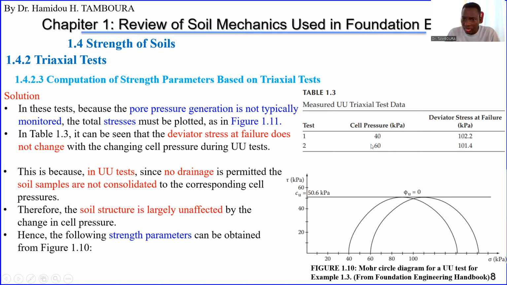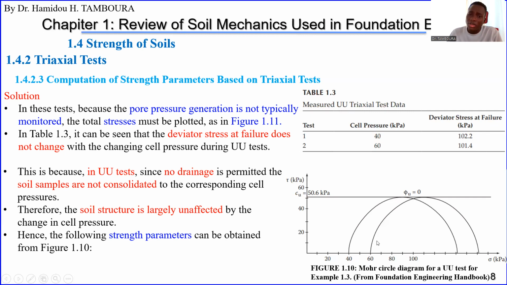Here is the second test. You start at 60 here, and you add this value, 101.4. It will be 60 plus 101.4, so 161.4. It will be around here. Okay, so you get a second circle. Don't forget that this is just the diameter of your circle. The deviator stress is the diameter of the Mohr circle.